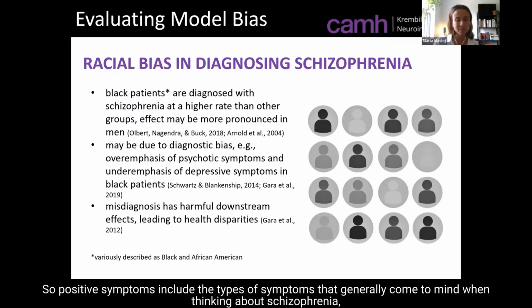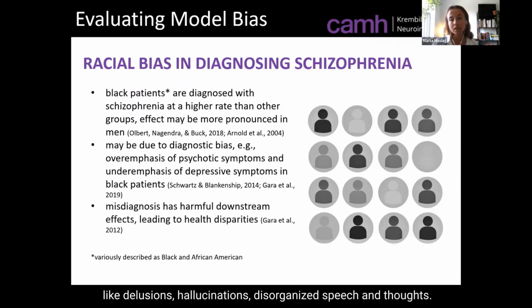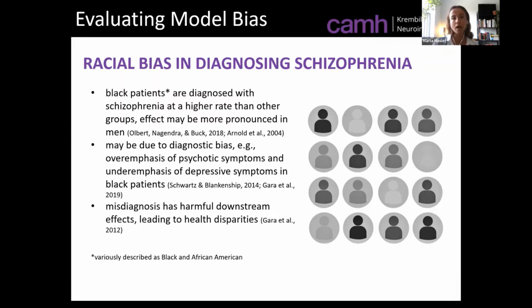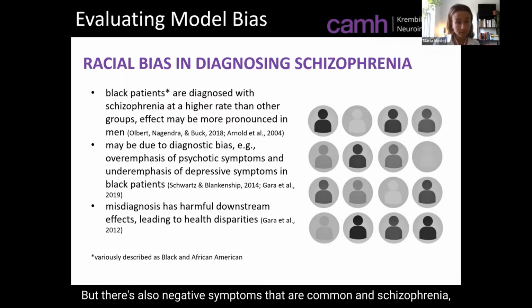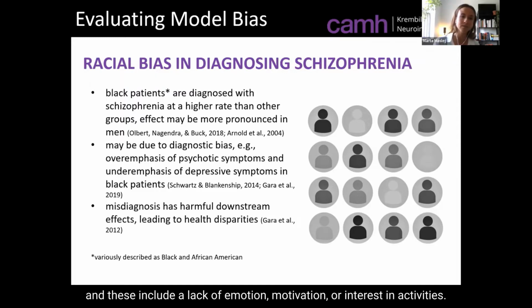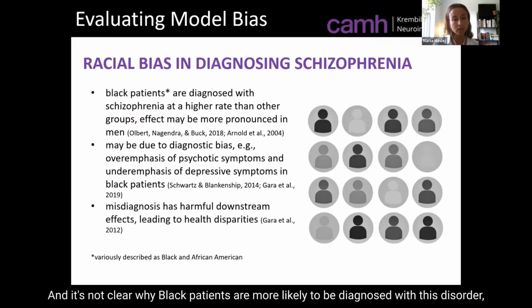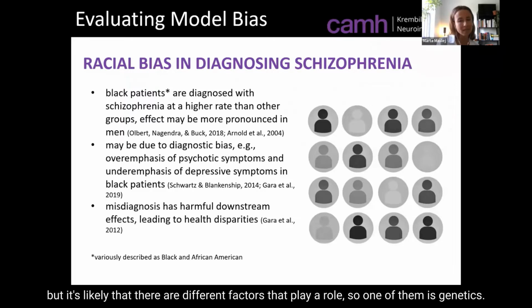So positive symptoms include the types of symptoms that generally come to mind when thinking about schizophrenia, like delusions, hallucinations, disorganized speech and thought. But there's also negative symptoms that are common in schizophrenia, and these include a lack of emotion, motivation, or interest in activities. And it's not clear why Black patients are more likely to be diagnosed with this disorder, but it's likely that there are different factors that play a role.